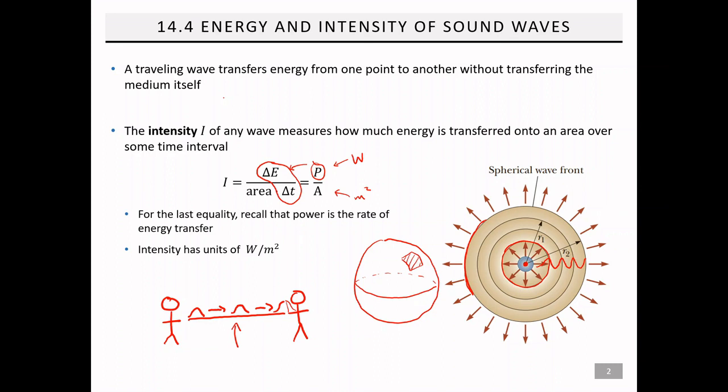So that's where the area comes from in the intensity formula. The source is transferring energy in the form of these spherical wave fronts. And if I'm looking at, in particular, a small patch on the surface of one of those spheres, then that source is delivering energy to that area.